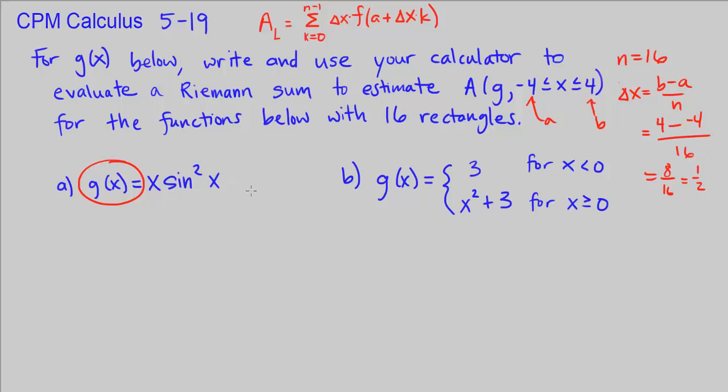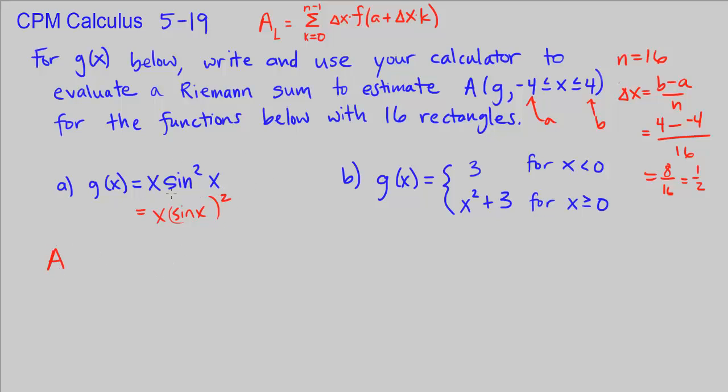So let's go ahead and do problem part A. Our function here is x times sine squared of x. And remember, this sine squared just means x times sine of x times sine of x. That just means two of them. This square is there for notation. It could likely just as well be right here. These mean the same thing.